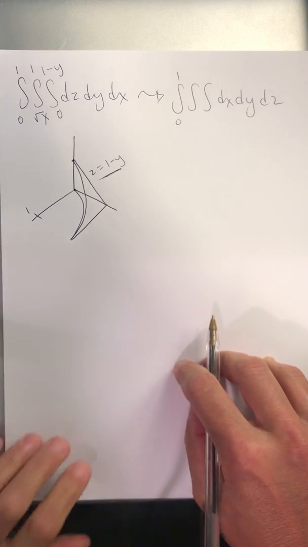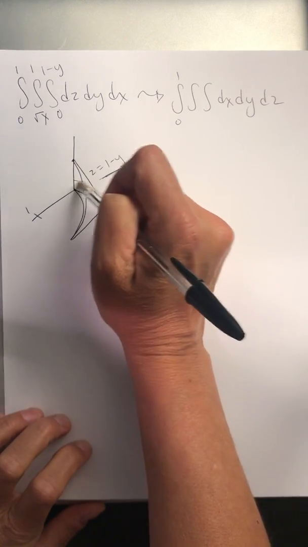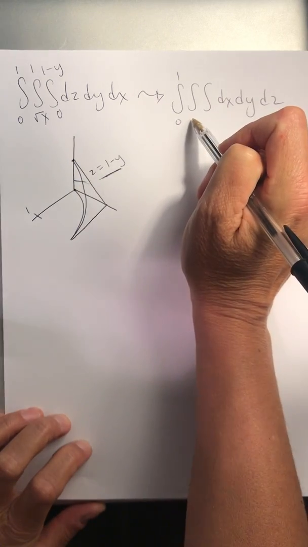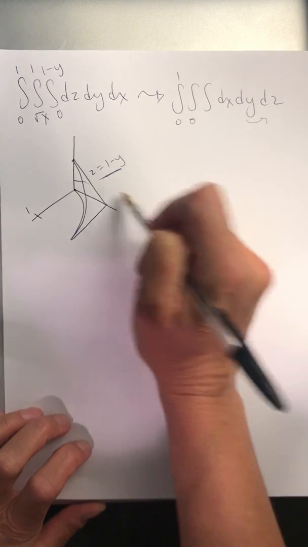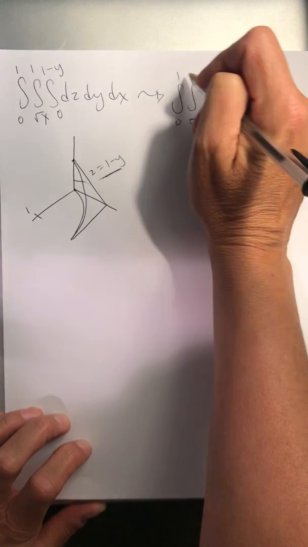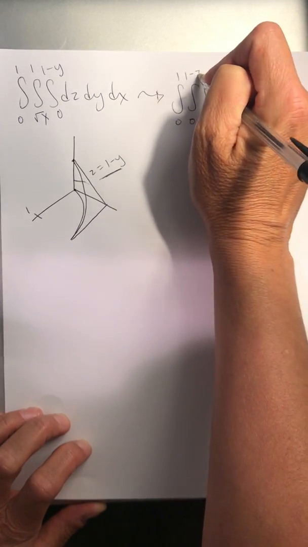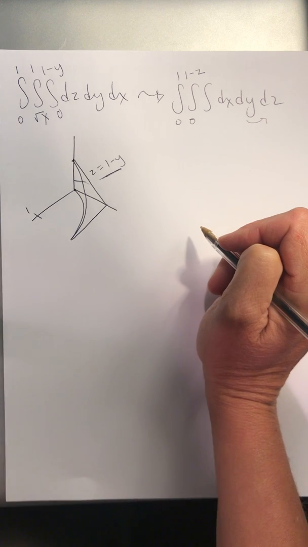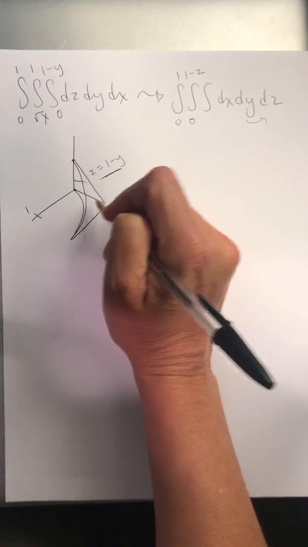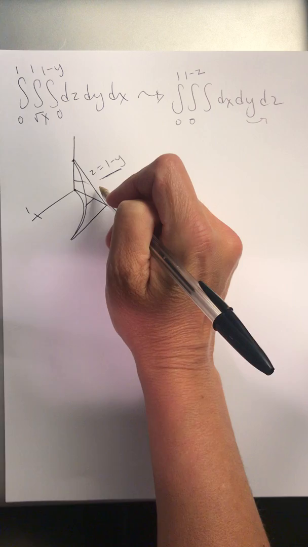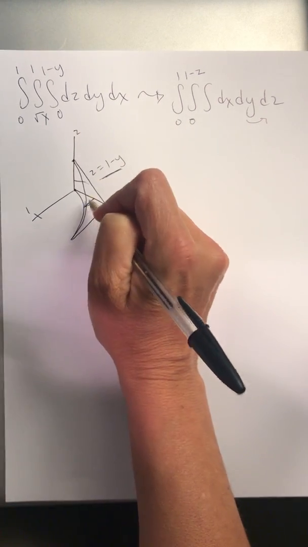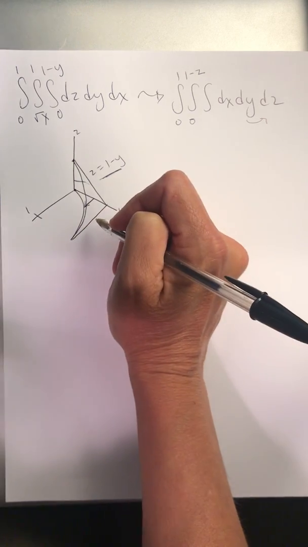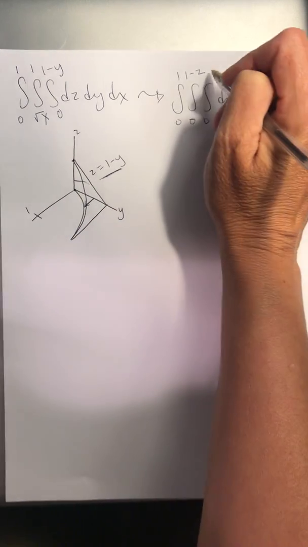Now my y values are going to come this way. So my y values are going to go from 0 out to the plane, because this is in terms of z. So if z is 1 minus y, y is 1 minus z. And now my x values, well, my x values are going to go this way. They're going to go from the yz plane, and they're going to extend this way until they hit this parabola. So my x values are going to go from 0 to y squared.